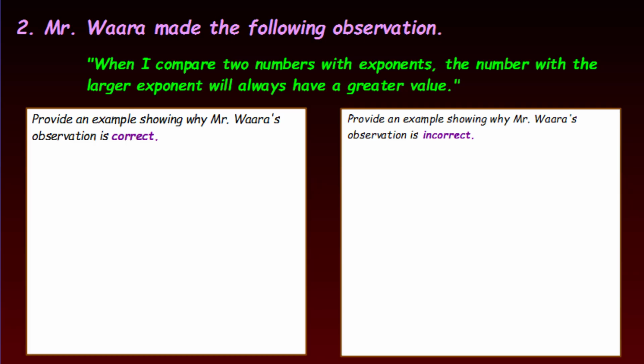Okay, now this next problem, number 2, says, Mr. Wara, hey, that's me, made the following observation. Okay, I don't know if I made this. Let me see. It says, when I compare 2 numbers with exponents, the number with the larger exponent will always have a greater value. I don't remember making that observation, but let's just go along with the program. So if you're looking at 2 exponents, the number with a larger exponent will always have a greater value. When they use the word always, well, let me see, what do I have to do down here? It says provide an example showing why Mr. Wara's observation is correct. But it also says provide an example showing why Mr.